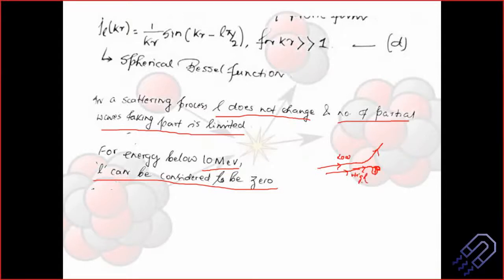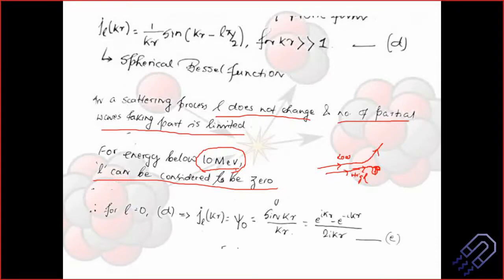If it is high, that means we are talking about a range greater than 10 MeV. If it is greater than 10 MeV, the chances are the state might change. If it is less than 10 MeV, L can be considered to be 0. The angular momentum, the orbital angular momentum, can be considered to be 0. So please understand the physical significance here.